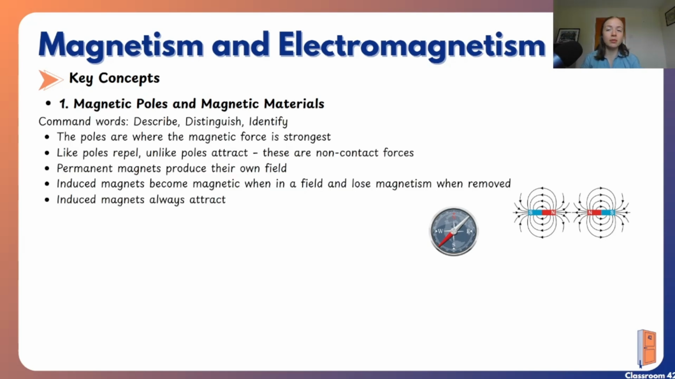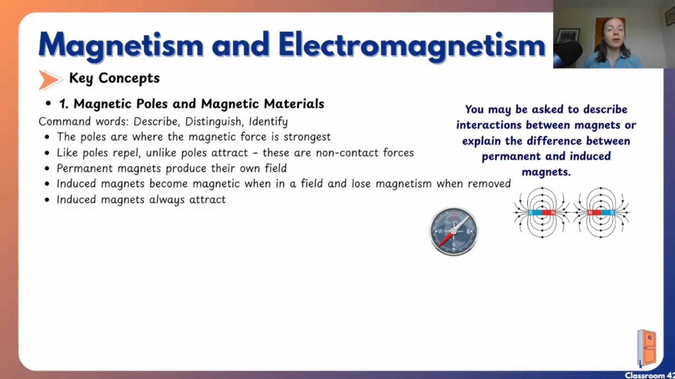You need to be able to describe that the poles are where the magnetic force is strongest, and like poles repel, unlike poles attract, and these are non-contact forces, which is related to P5. Permanent magnets produce their own field, whereas induced magnets become magnetic when in a field and lose magnetism when removed. So that's the difference between permanent and induced magnets. And also, induced magnets always attract. So you may be asked to describe interactions between magnets or explain the differences between permanent and induced magnets.